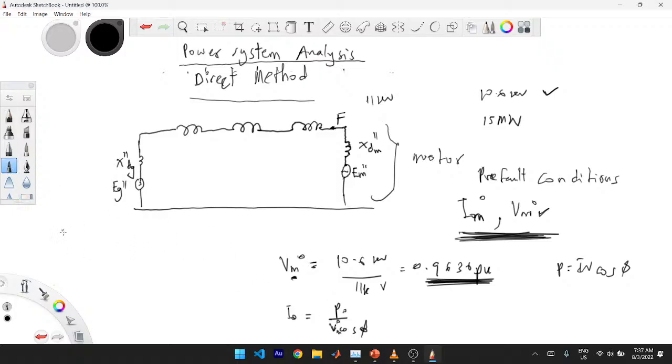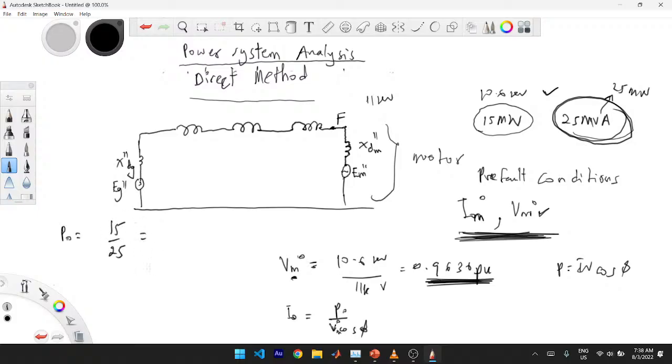P naught is also a certain power, right? Now they say that before the fault occurs, it's operating at this, but the actual rating is 25 megavolt-amps. So assuming unity power factor here, because they didn't give us the power factor of this motor, it means the P here is also 25 megawatts. Therefore, P naught in per unit is given by 15 over 25.